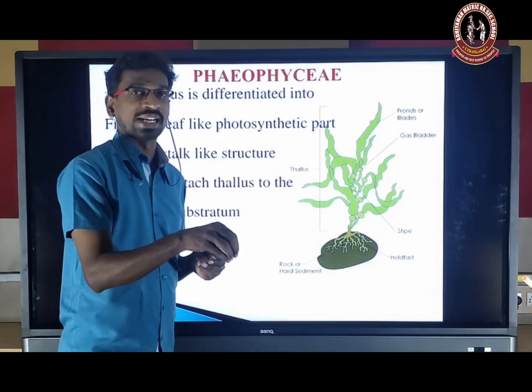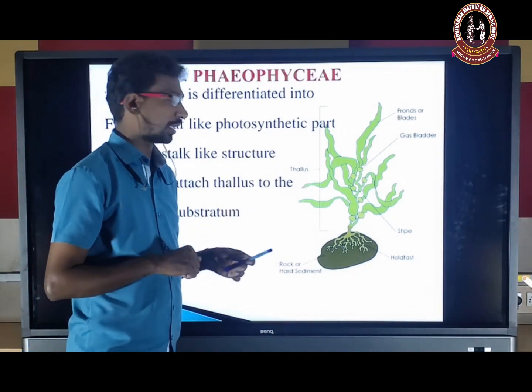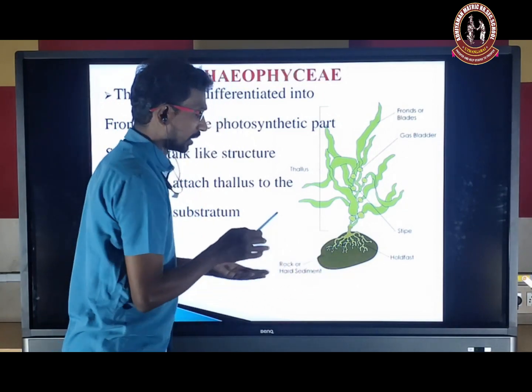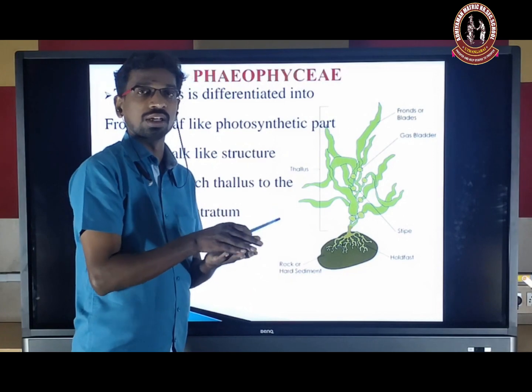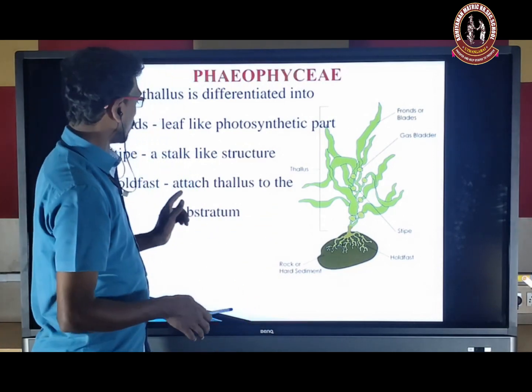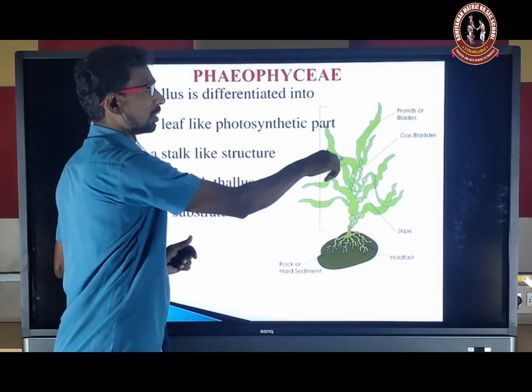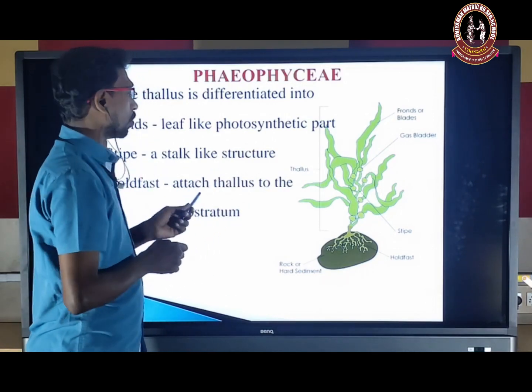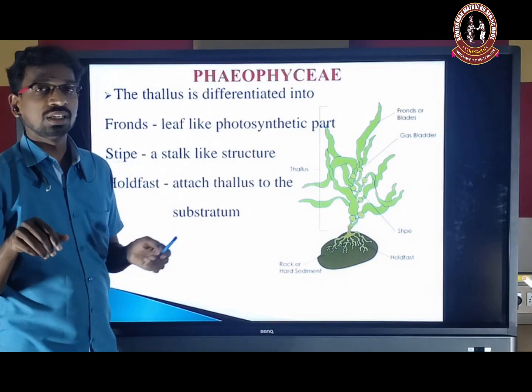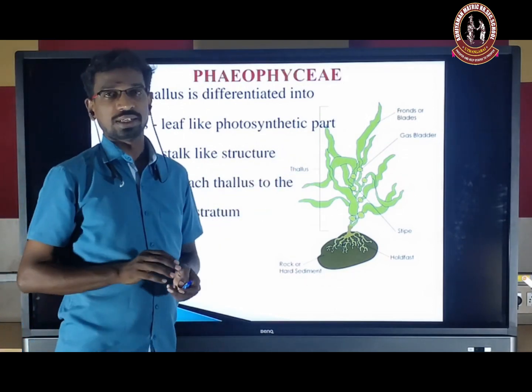It helps to attach to the substratum. That is the holdfast. It will be attached to any substratum, it may be a rock or sedimentary rock, whatever it may be. So the frond is a leaf-like photosynthetic part, the stipe is a stalk-like structure, and the holdfast helps to attach the thallus to the substratum.